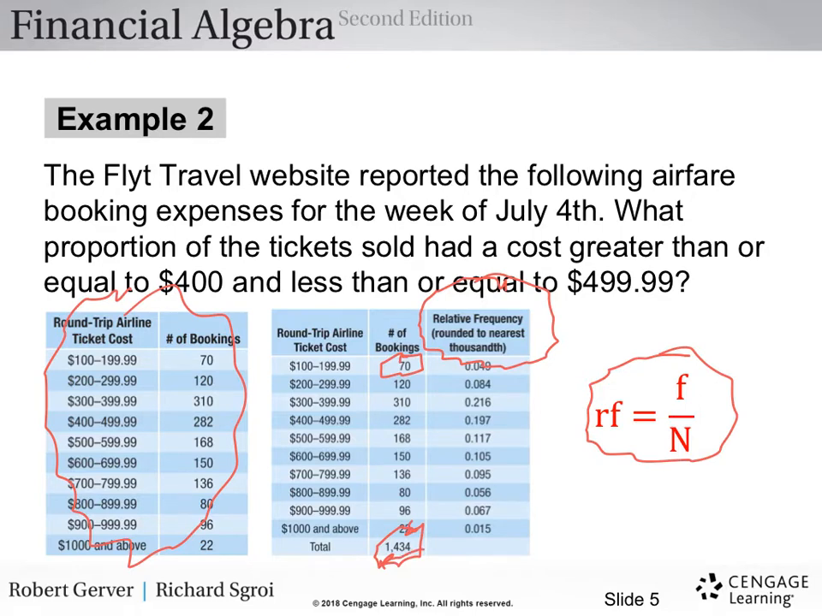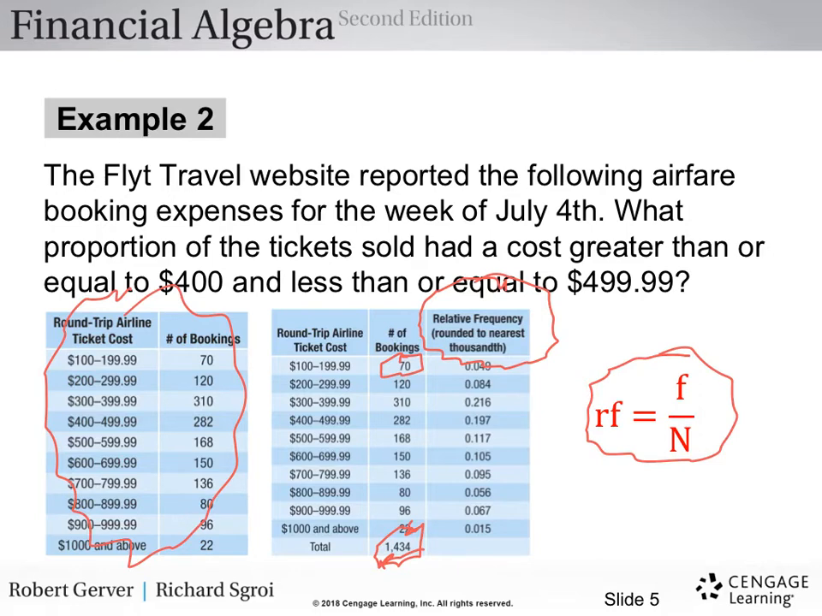Now they want it rounded to the nearest thousandth, so that's 3 decimal places. And we keep going down here. So it's 120 over 1434, 310 over 1434, 282 over 1434. Now, so that we come up with this other column of relative frequency.